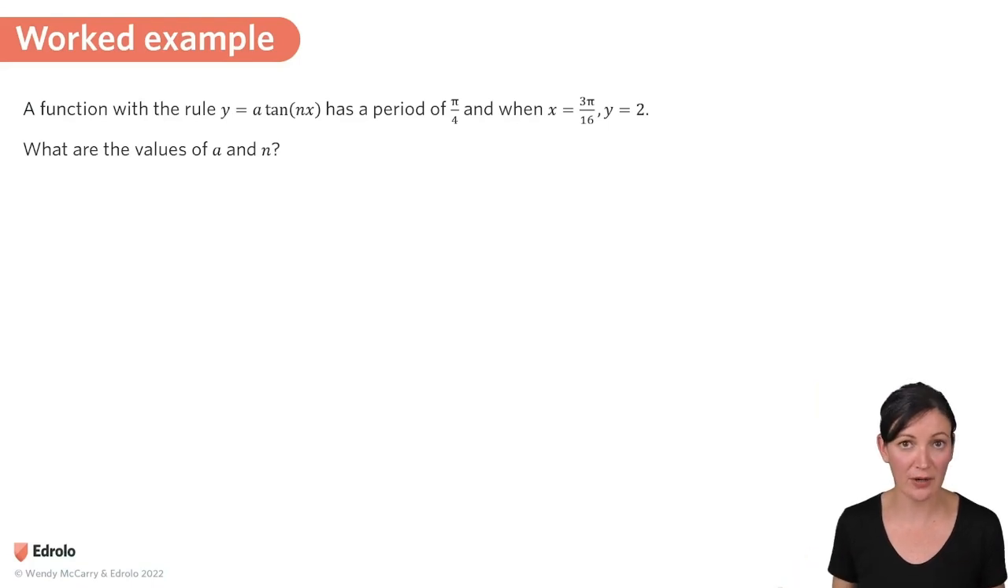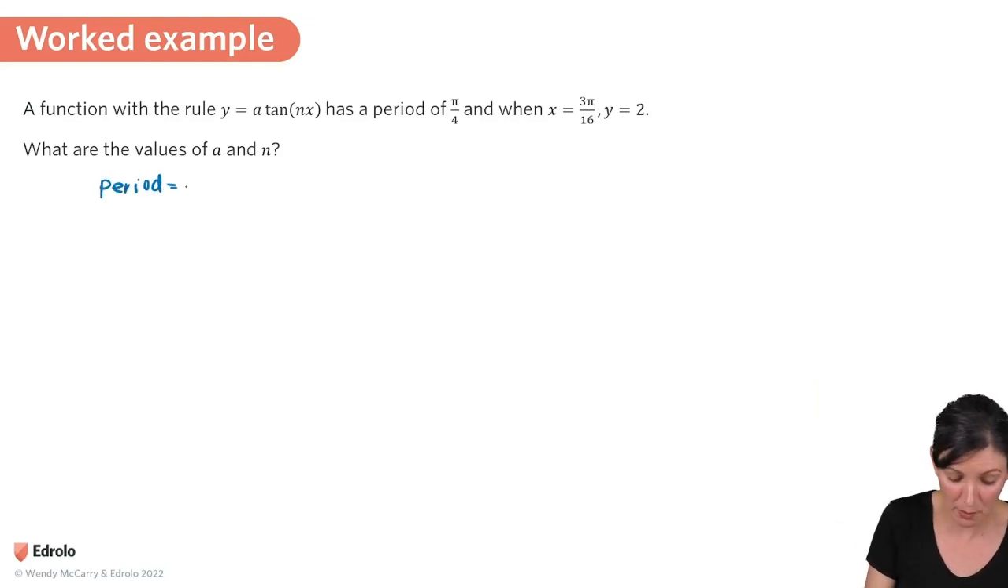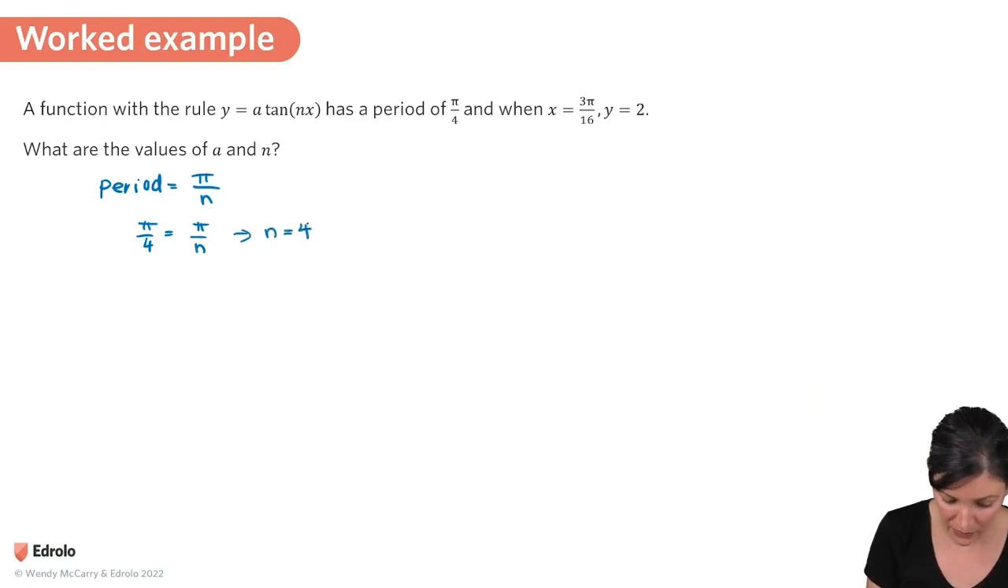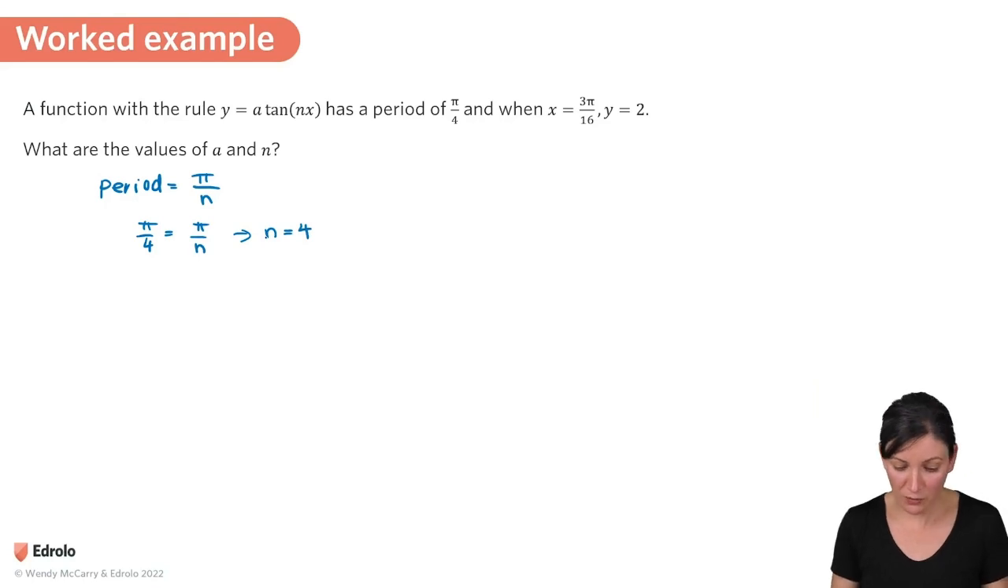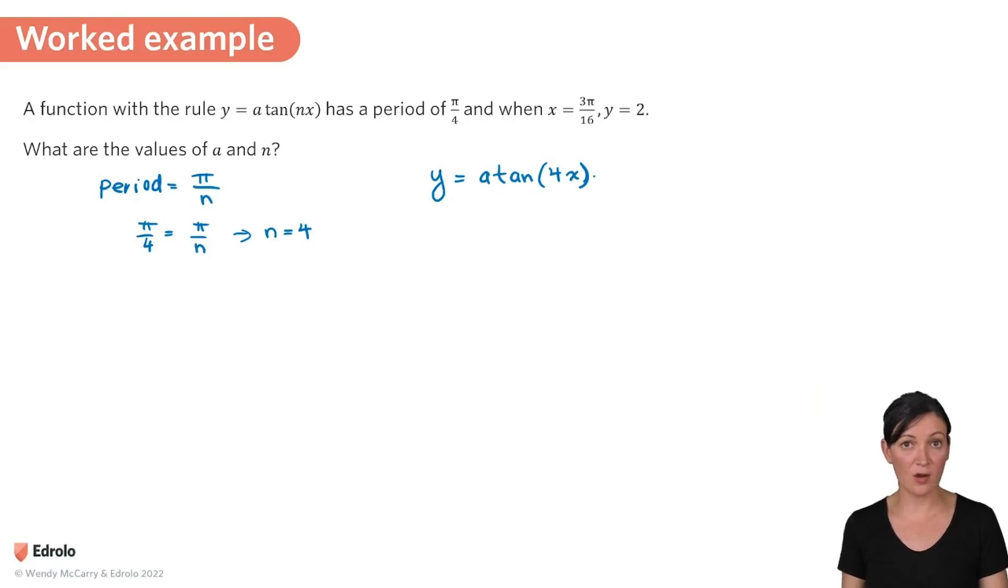Okay, since we know our period, we would start with n. And remember, we should know the relationship by now that the period is equal to pi on n. So we know the period's pi on 4 is equal to pi on n. That gives us that n is equal to 4. Now that we know n is equal to 4, we can put it into our rule, and then that's going to help us to solve for a.